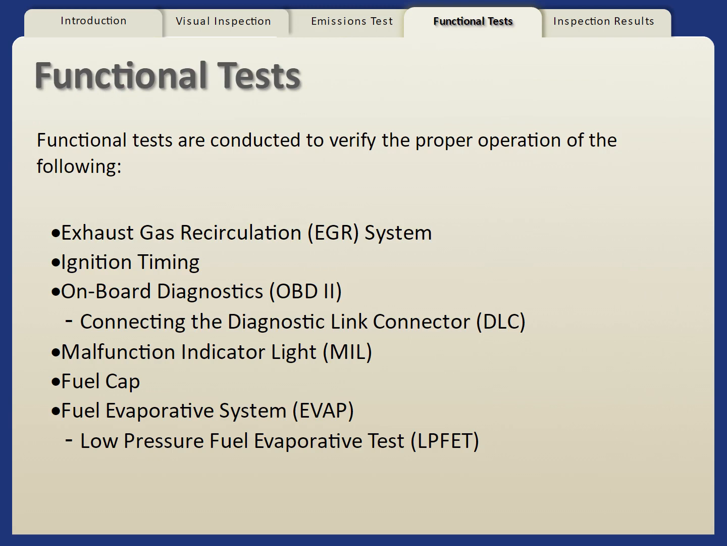A functional test must be performed on vehicles when applicable. This slide indicates the functional tests needed for each vehicle depending upon model year, weight, fuel type, and equipment applications.